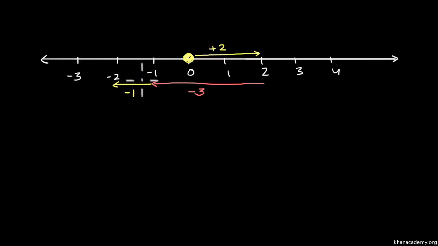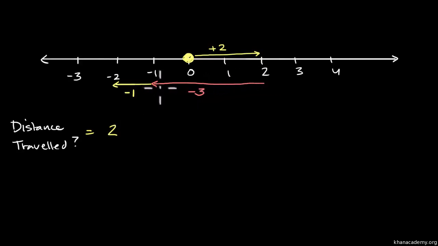So based on what we know about distance traveled and displacement, what is the distance traveled for this dot? Distance traveled. Pause the video and see if you can figure that out. Well, remember, distance traveled is the entire path length, or the entire length of the dot's journey. So this is going to be equal to 2 to the right, so +2, and then 3 to the left.